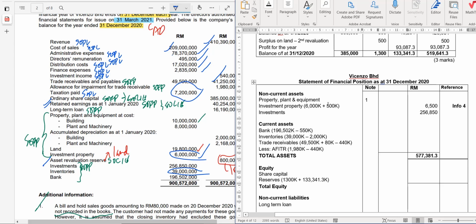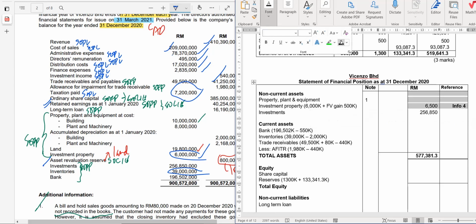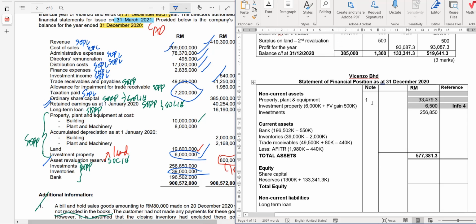So you need to include the gain on fair value change. So this is actually fair value gain. Right, the investment, no changes. The PPE, if you have done them correctly, you will see that later. If you have done them correctly, that should be 33,479.3. I will show that in your note 1.